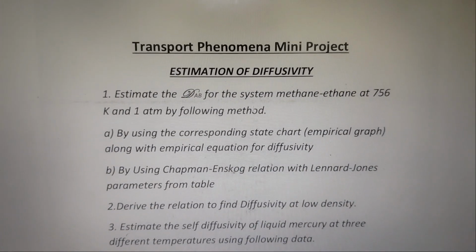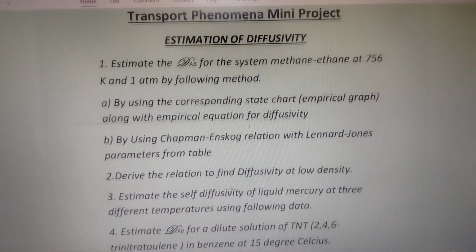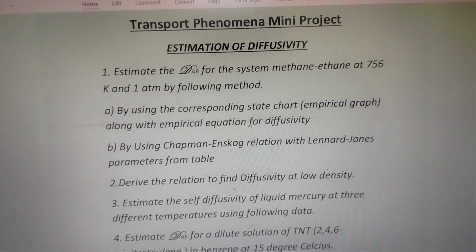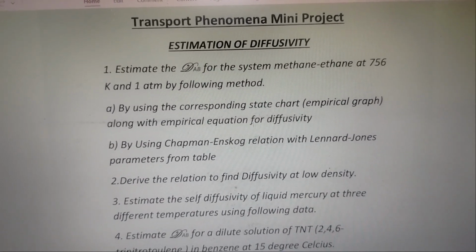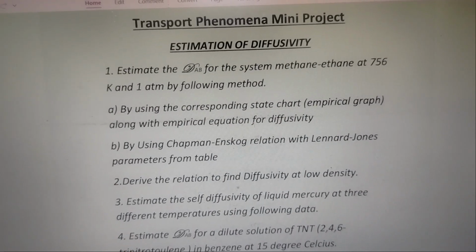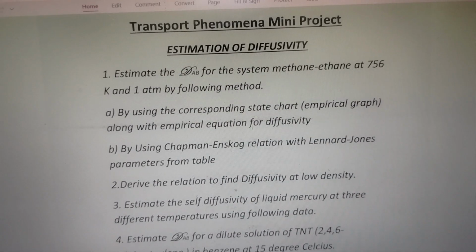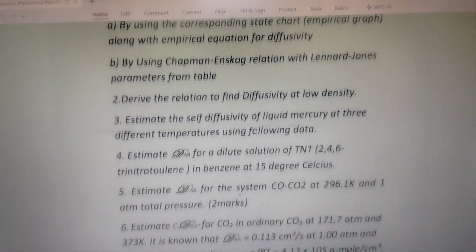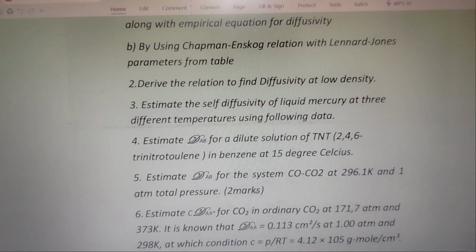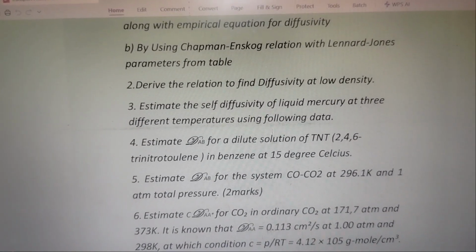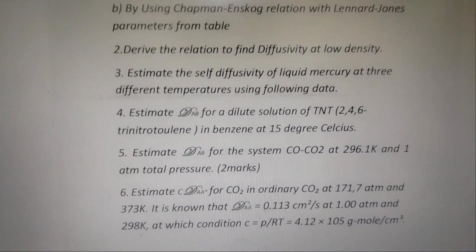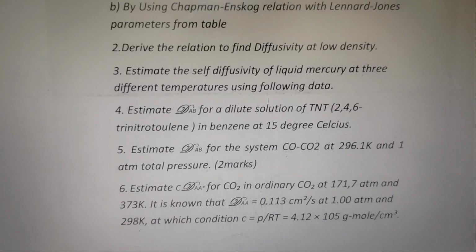Okay. This is the very first question, in which we have to estimate diffusivity for the system methane ethane by using two methods. First is by using empirical graph, and second one is using Chapman-Enskog relation. Okay. Second one is to derive the relation to find diffusivity at low density. This is done very well, so you can look into the solution afterwards when we complete it.